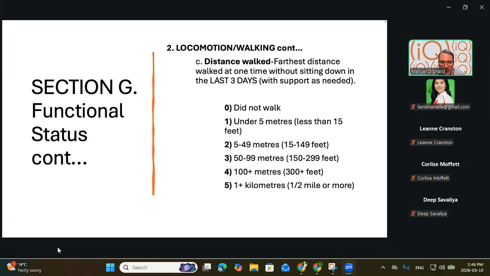If they didn't walk at all, you code 0. And then if they walk less than 5 meters, 1. And then you have the other parameters: 5 to 49 meters, which is quite a bit, 50 to 99, 100 or more, and then 1 kilometer or more. So we need to be sure when we're coding this that we check with the resident, we check with the staff, we check with family members, especially if you did not observe that walk yourself.